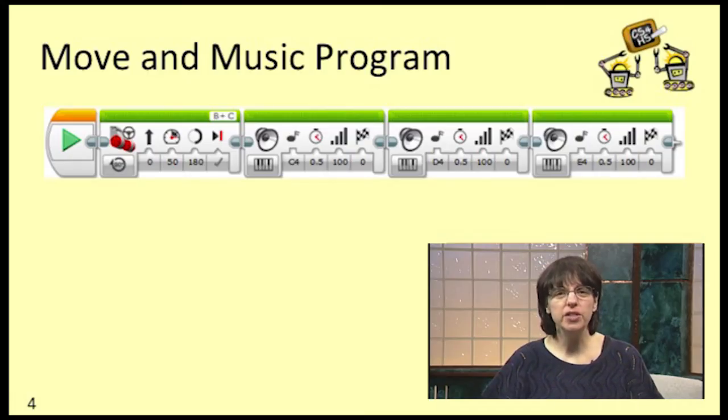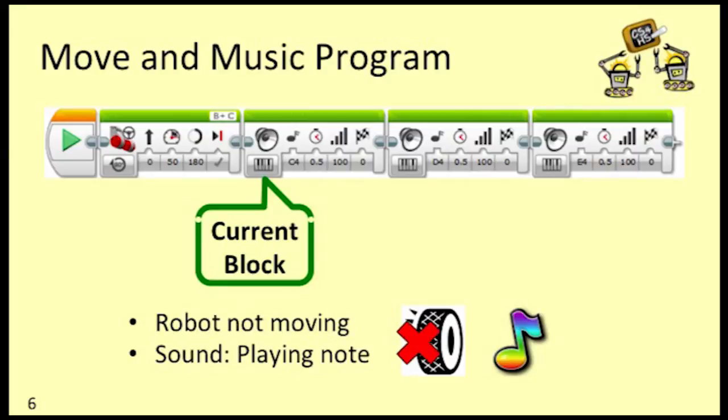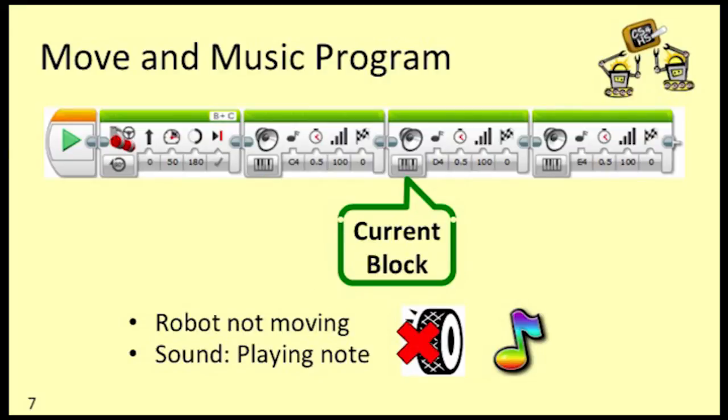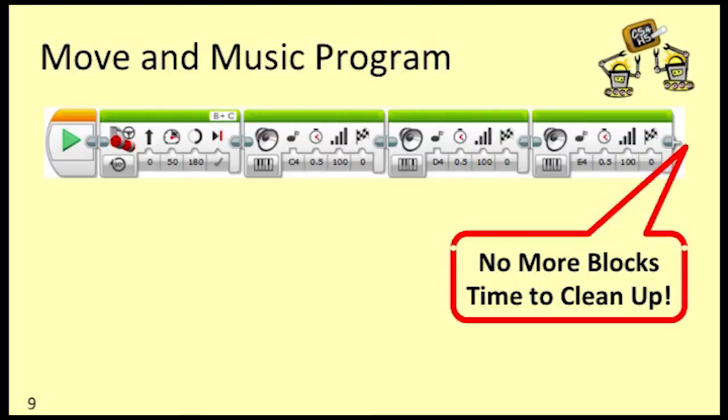But this code that we just wrote won't move and play the music at the same time, right? Let's trace it. We start with the move block, and we stay there until the wheels have moved 180 degrees. Then the wheels stop moving. We've moved, but we didn't play anything. It's only when we go on to the next 3 blocks that we play the musical notes. But while we're playing the notes, the robot isn't moving. And then we're done with the program.